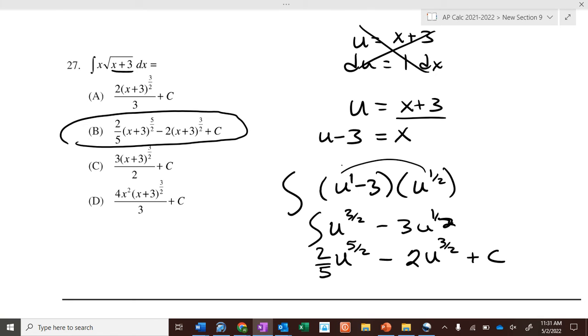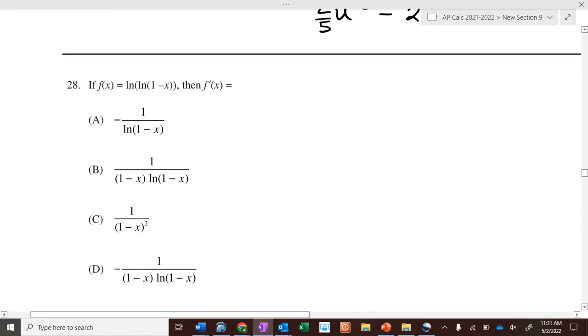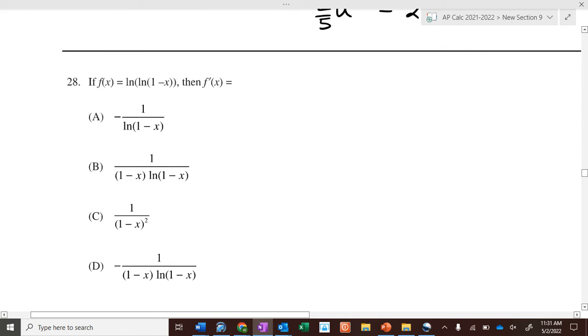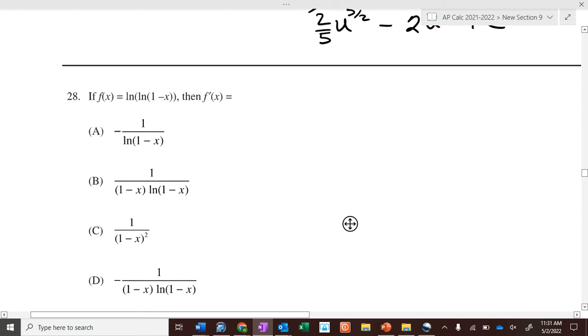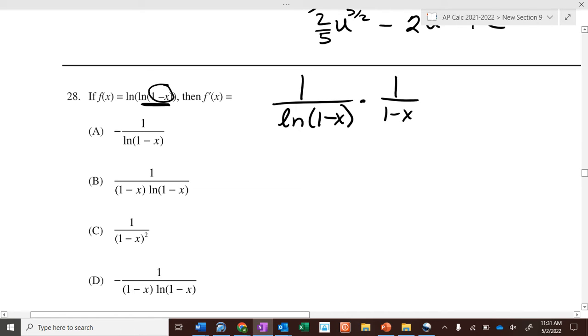All right. The first derivative of the ln of 1 minus x. All right, so again, chain rule. Okay, what's the first derivative of the natural log? 1 over whatever's behind it, which is 1 minus x, times the first derivative of the inside. What's the first derivative of the inside? Negative 1. So it's 1 over 1 minus x, times negative 1. Okay?